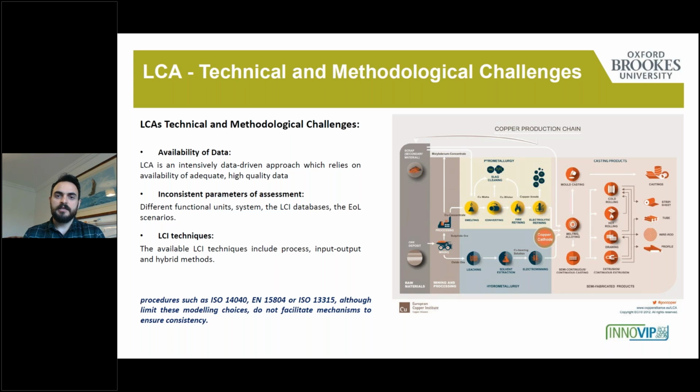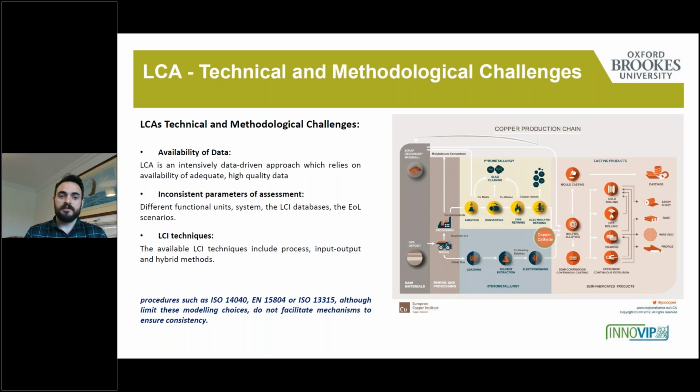It can also be related to inconsistency in parameters of assessment. So different LCA practitioners will look at different system boundaries. So it means that the parts of the process that will be reflected in the LCA study might differ from manufacturer to manufacturer and from practitioner to practitioner. So that also is an important factor to be taken into account.